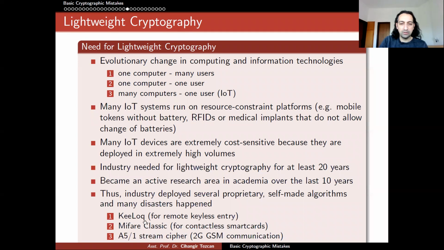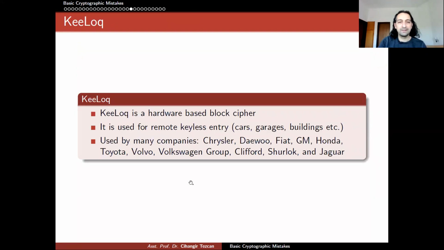One of them is Keeloq, which is used for remote keyless entry. The other one is Mifare Classic Smart Cards. And the third one is A5/1 Stream Cipher, which is used for GSM communication encryption. So let's start with Keeloq. This is a hardware-based block cipher. It is used for remote keyless entries. So you can open your car doors with just pressing a button, or your garage doors, or even your building doors, and so on. And it was used by many companies.